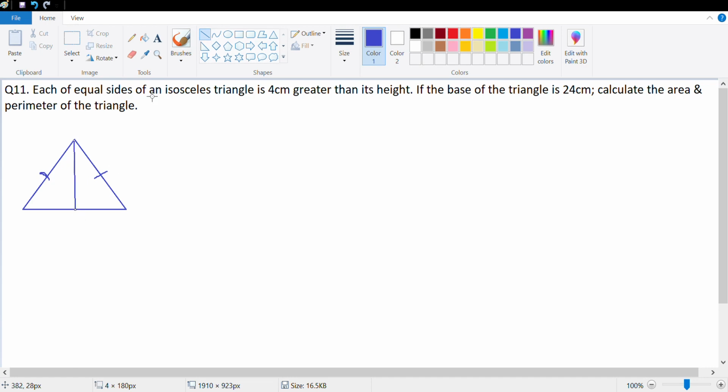Okay. So whenever a height is mentioned, we usually mention in an isosceles triangle the height which is coming onto the base. Perfect. Let's give this some name: A, B, C, and D.